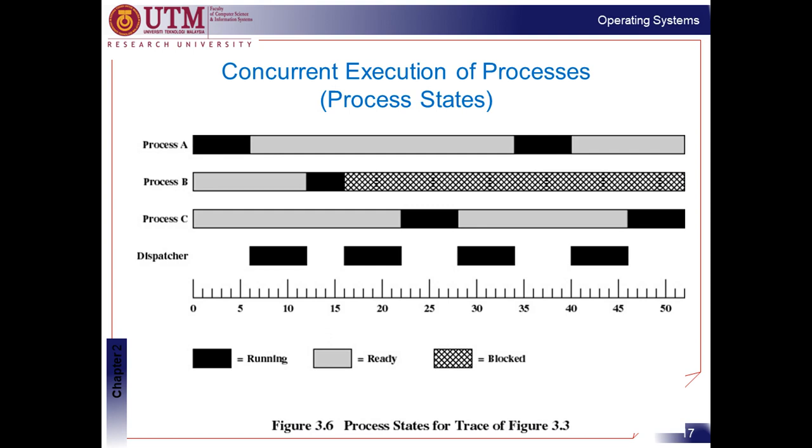The dispatcher runs from time to time, mainly to move processes between states. When it is active, it is either giving CPU time to a process or changing the state of a process.